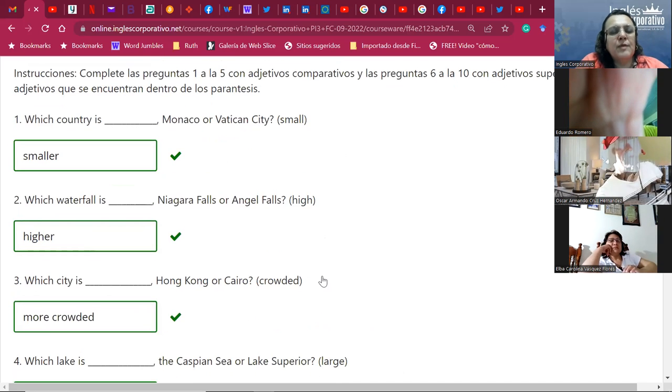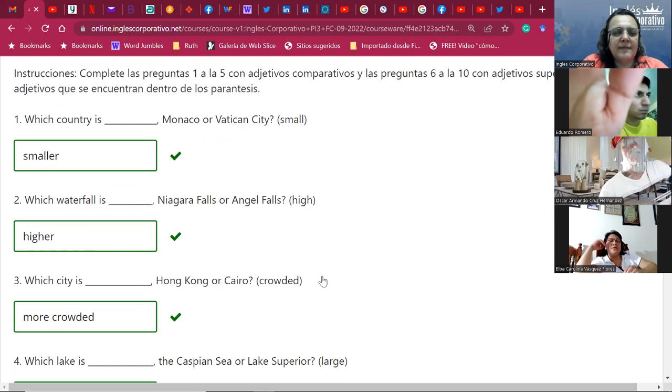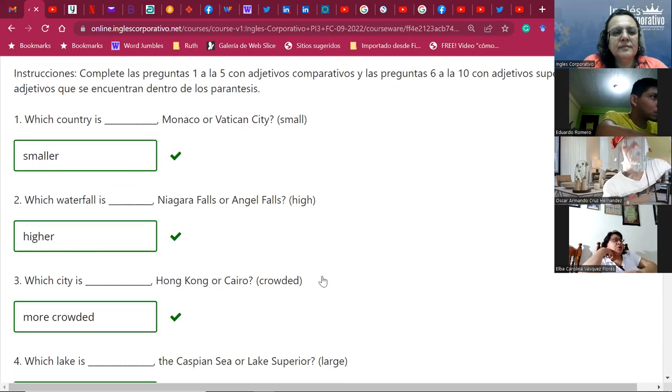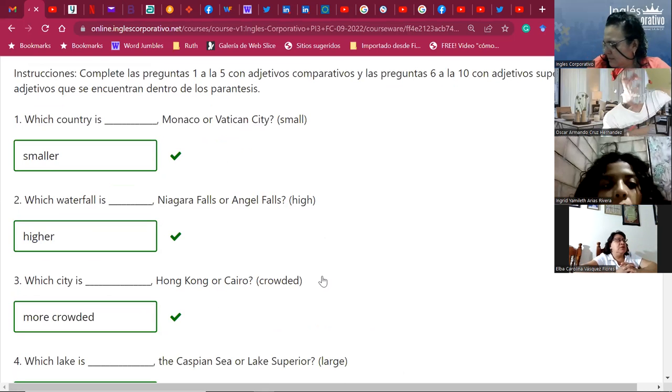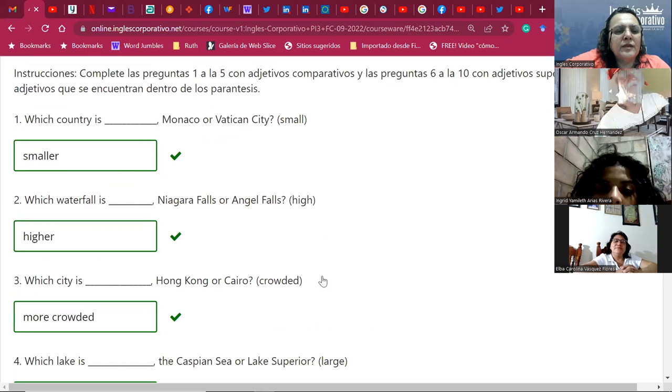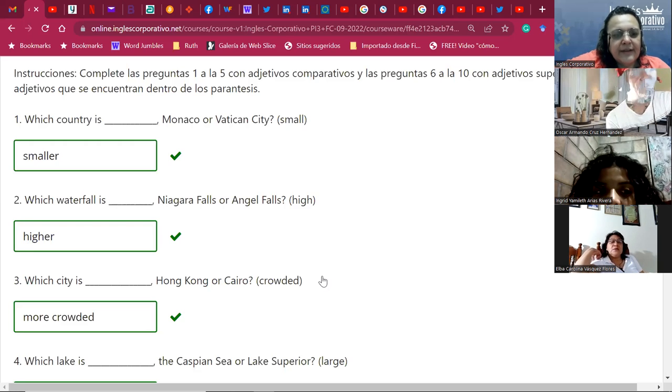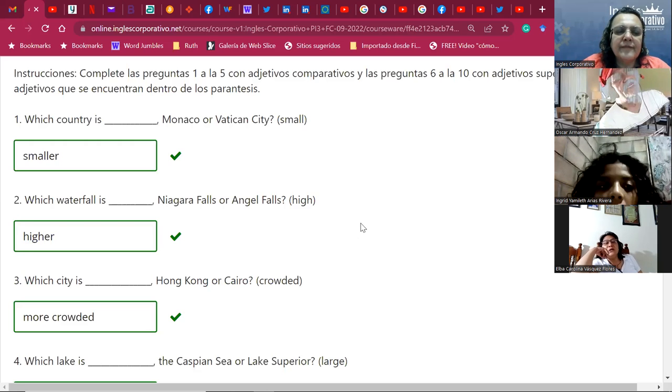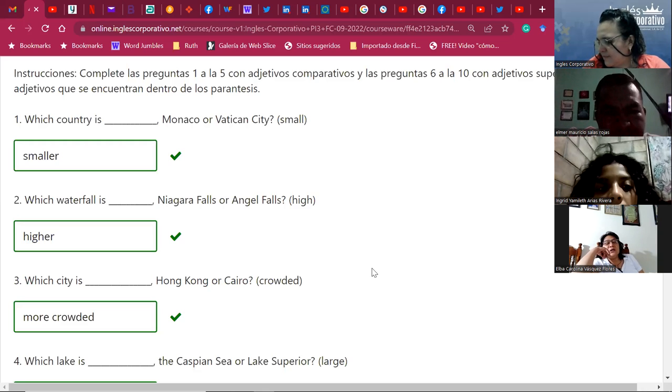Which country is smaller, Monaco or Vatican City? Which is smaller, Vatican or Monaco? Vatican. Okay. Which waterfall is higher? Niagara Falls or Angel Falls?